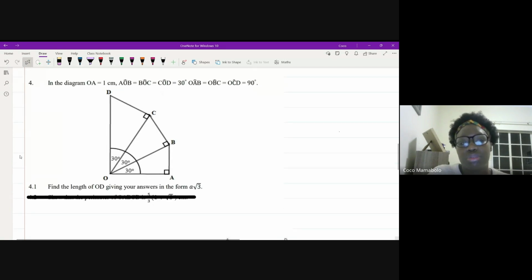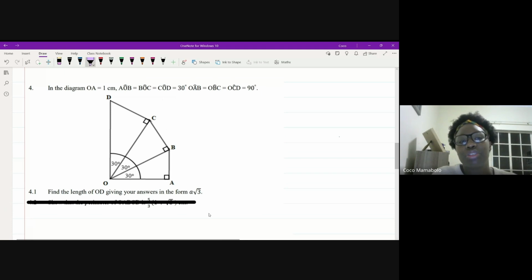Okay. Here's the question. We're only going to do 4.1. I've scratched 4.2 out. We don't really need it, right? We're just going to match the information we've been given to the diagram. It says in the diagram, OA is equal to 1 centimeter. It has not been put into our diagram. Let's go ahead and do that. 1 centimeter. It says AOB is equal to BOC is equal to COD, which is equal to 30 degrees. Lovely. They've put that in. And then OAB is equal to OBC, which is equal to OCD, which is equal to 90 degrees, which is also important. Otherwise, we cannot use trigonometry or Pythag if we don't have 90 degrees.